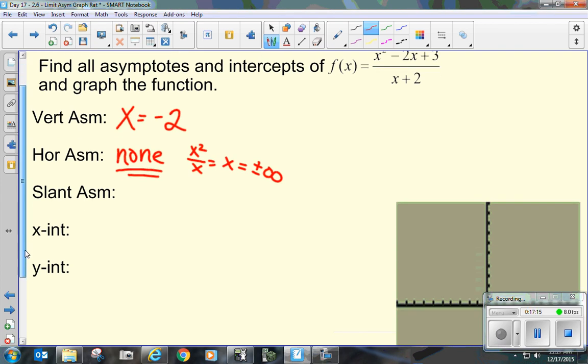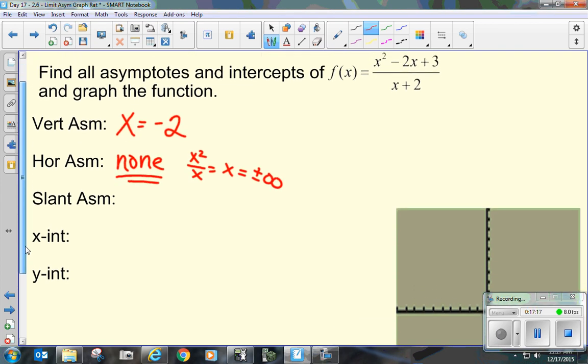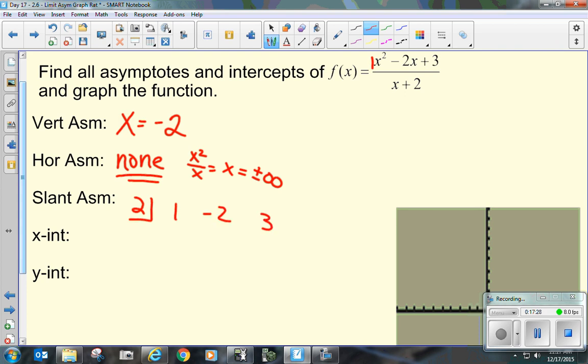Slant asymptotes, what do we do there? Divide, so we need synthetic division. 2 is going into, don't forget, it's a 1, right? 1, -2, 3. And then, how does that work? Drop the 1. 1 times 2 is 2. And I do what? So I get 0. 2, -8, and I subtract.